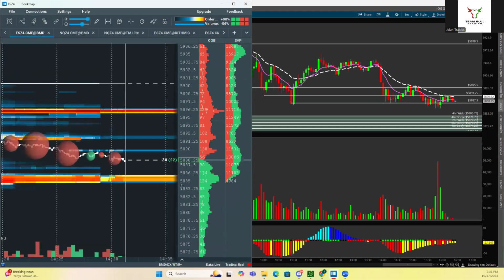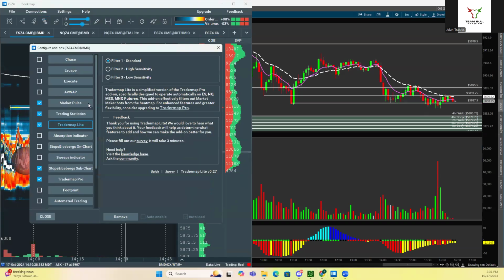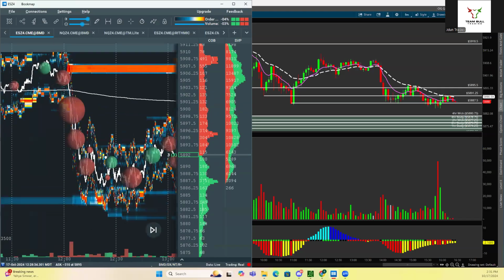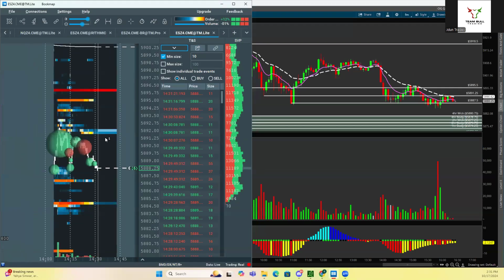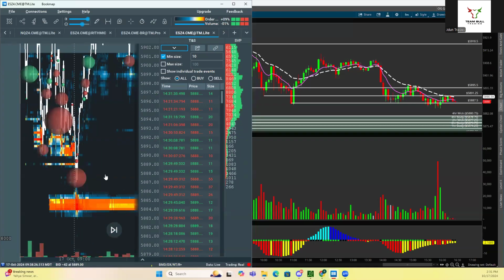And if you guys are currently using Bookmap, huge suggestion, get Trader Map Lite. It's completely free. Click it, because there's this annoying algo in the market that makes it very hard to read. That's why we use Trader Map Lite, because it gets rid of that algo. And now your orders are very clear cut.